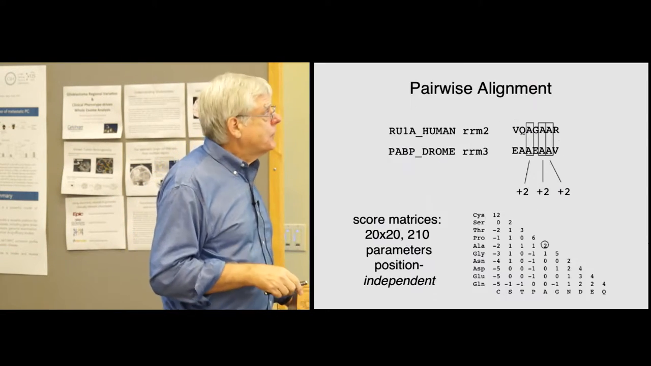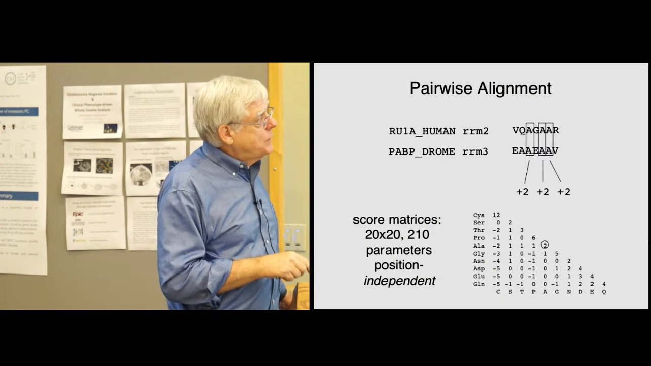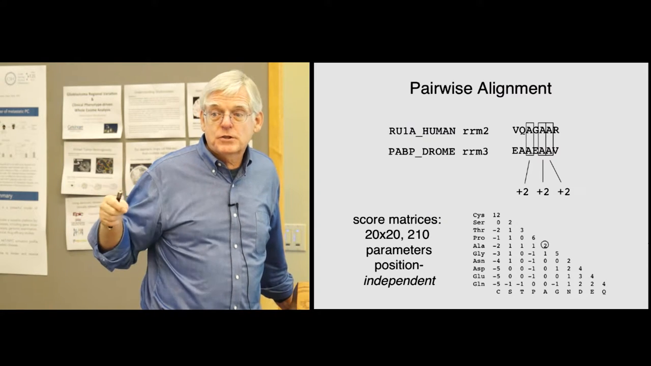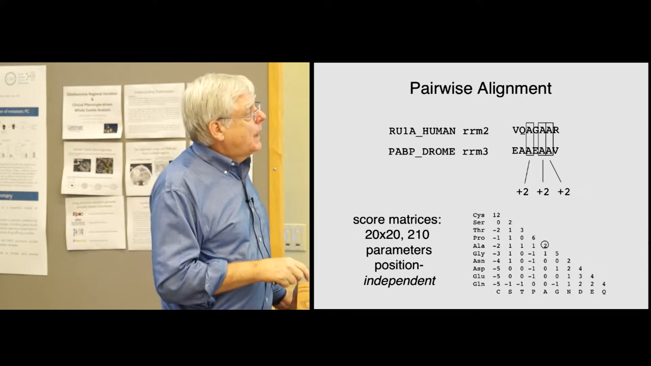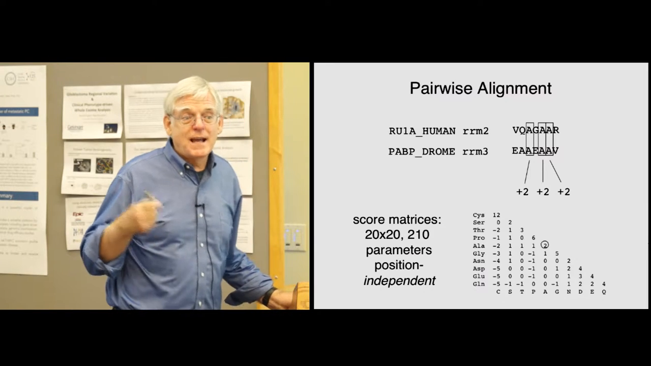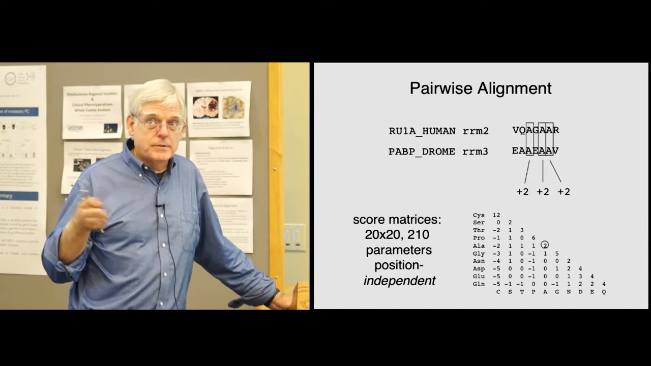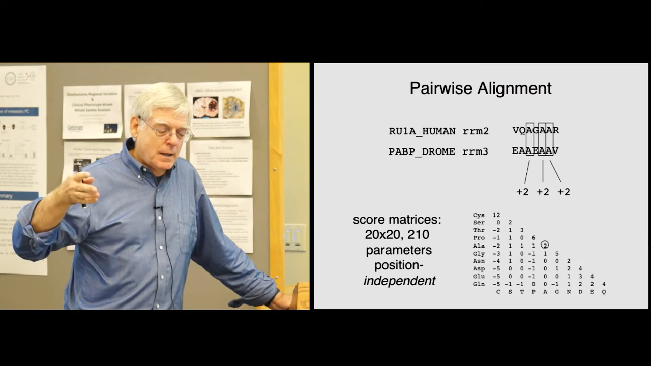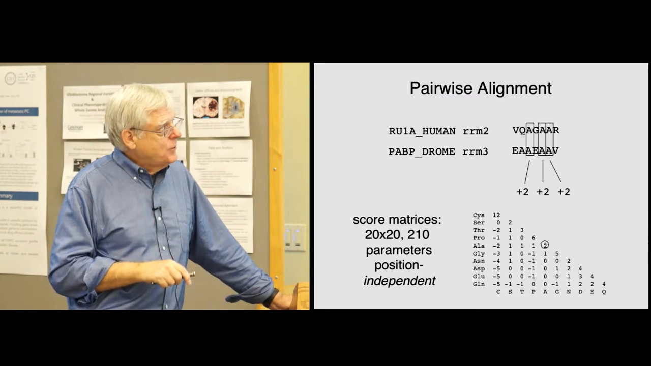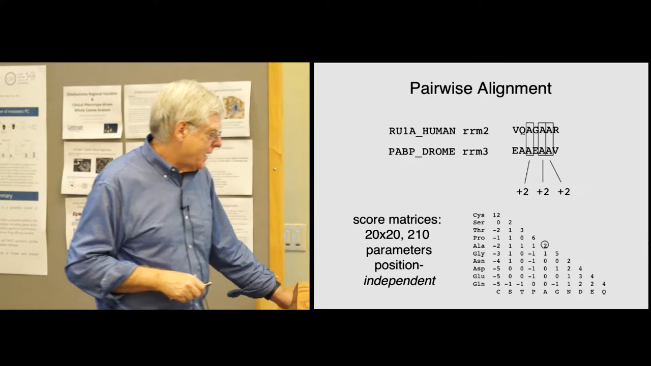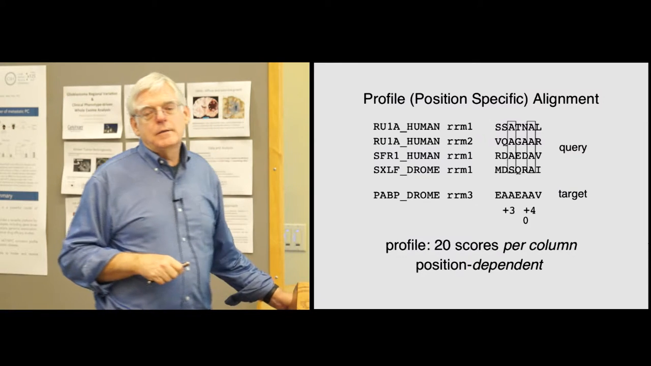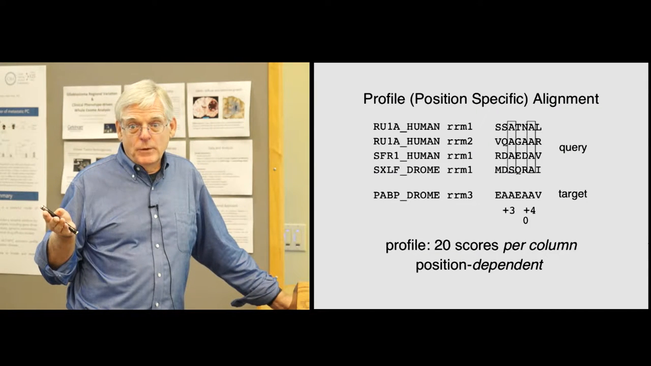Over here, basically, I've got a 20 by 20 matrix. I use that 20 by 20 matrix at every single position when I do the alignment. I just need to estimate 210 numbers. Estimating 210 numbers is not that hard when I've got hundreds of thousands, even tens of thousands, of protein sequences that are 400 residues long. So we've known this matrix very accurately for a long time. This matrix is another story. The average protein is about 400 amino acids long.